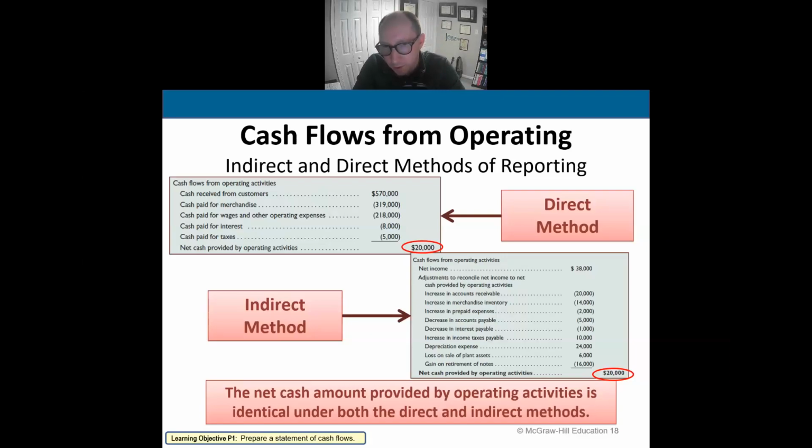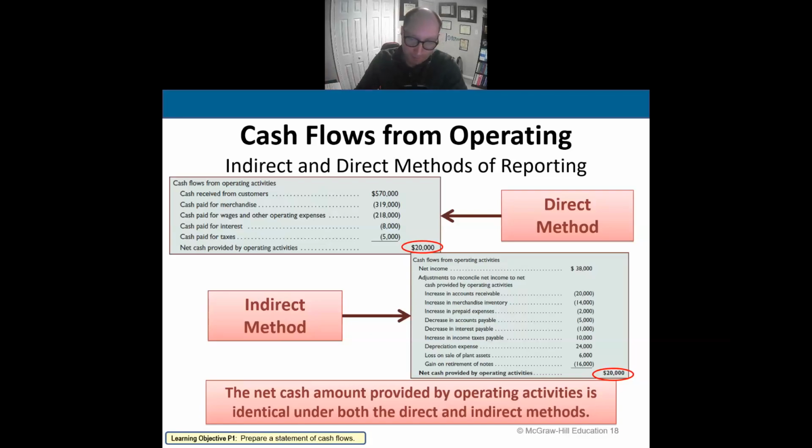So we take net income minus an increase in accounts receivable minus increase in merchandise inventory minus prepaid expenses minus decrease in accounts payable minus decrease in interest payable plus increase in income taxes payable plus depreciation expense plus loss on the sale of plant assets minus the gain on retirement of notes equals net cash flow for operating activities.